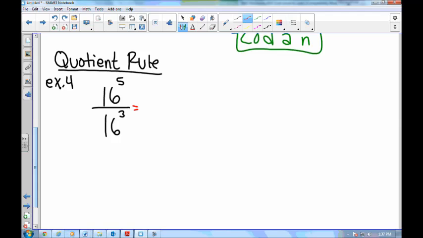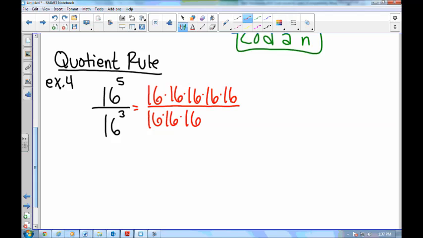So on this one, how many 16s are supposed to be on the top? 5. And in the denominator? 3. Now, anything divided by itself is 1. 1 times 1 times 1. Does times or divided by 1 do anything? No, so we don't write them. Now, what's remaining are 2 16s. So, you picked a big number for me. I don't know what 16 times 16 is. Oh, 256. That's not the answer we want, though.